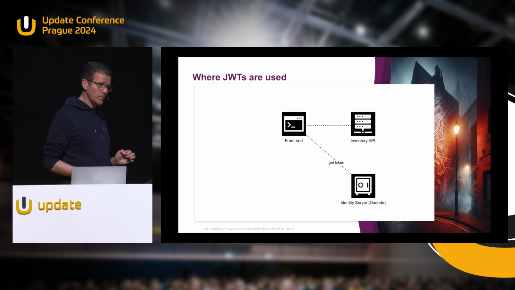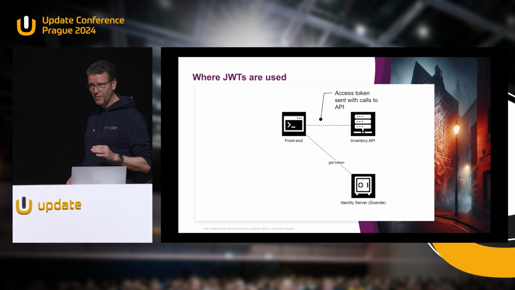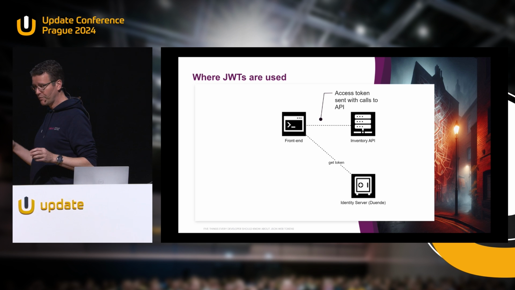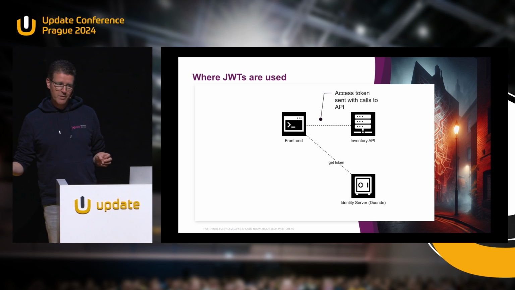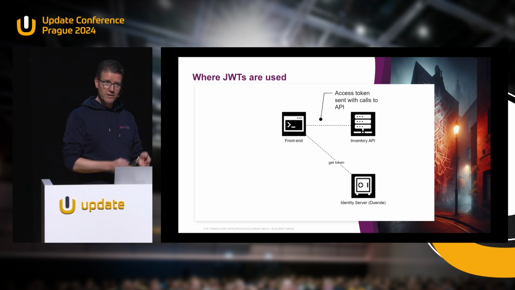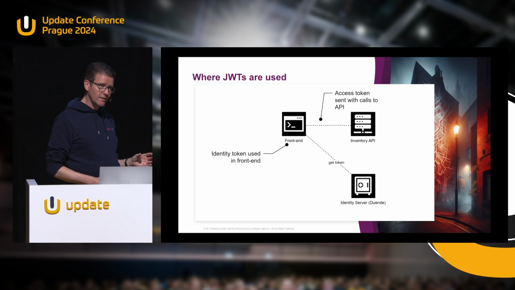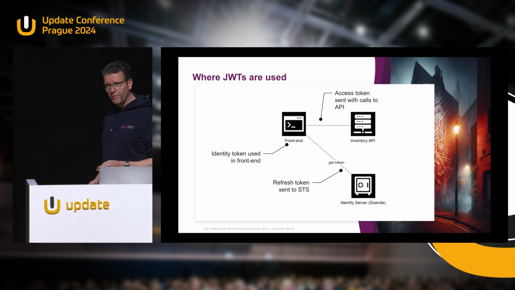Right, just to quickly review where these tokens are being used. An access token is generally sent from the front end to a resource server or an API in order to access resources. An identity token is intended to remain in the front end. It usually stays there. And a refresh token is sent to the IDP to get fresh tokens.